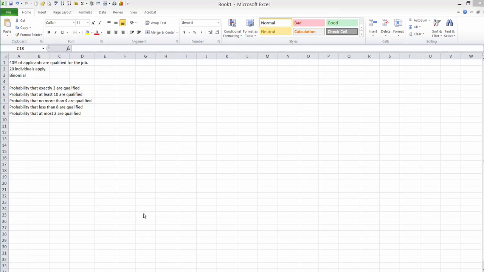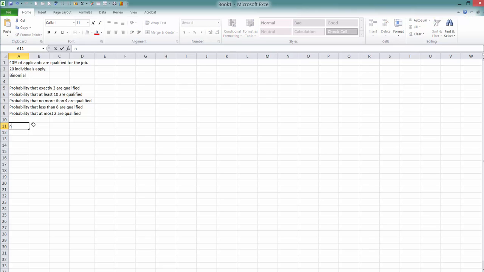We have a binomially distributed random variable. 40% of applicants are qualified for a position. 20 individuals apply. We want to answer these probabilities. Probability that exactly 3 are qualified of those 20. Probability that at least 10 are qualified. That no more than 4 are qualified. That less than 8 are qualified. Probability that at most 2 are qualified.